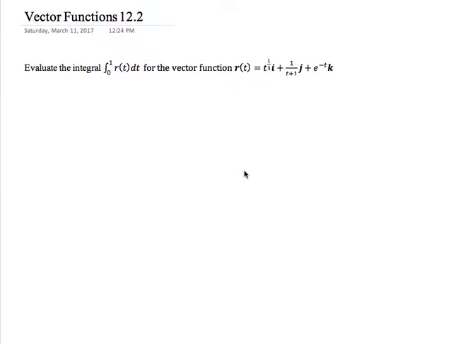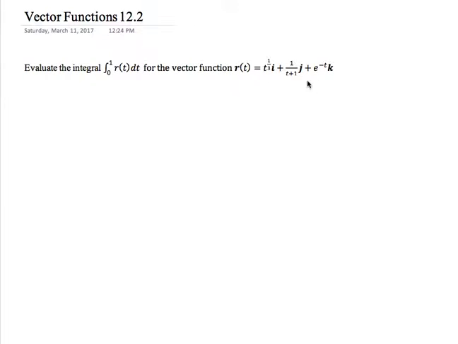Okay, so the one we went over in class this year was this one. It was to evaluate a definite integral for a vector function. So for one finite spot to another finite spot, if you integrate a vector function, what do you get? So let's have a look at that.